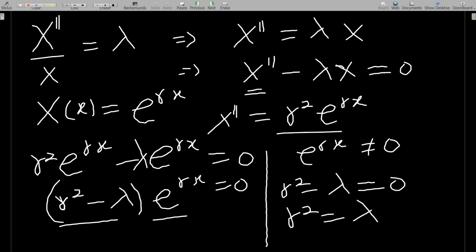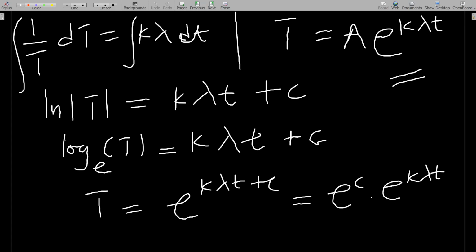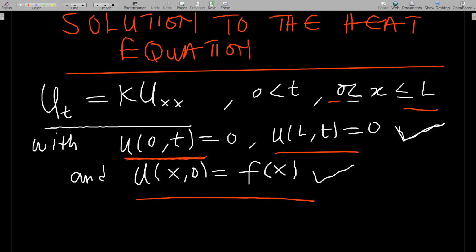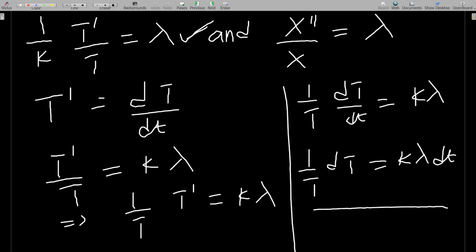Now let's go ahead and check our T, the T function. We solved T and we had T of t to be equal to an exponential function. And what values did we define for t? If you look at this, 0 is less than t, meaning t is actually greater than 0. If t is greater than 0, then it means t can never be 0.